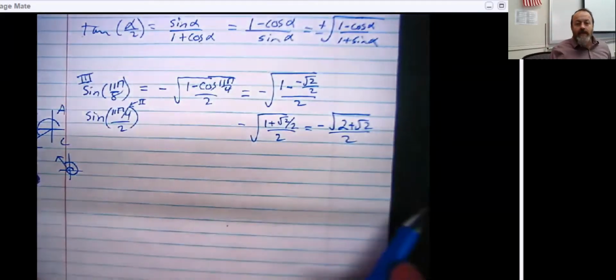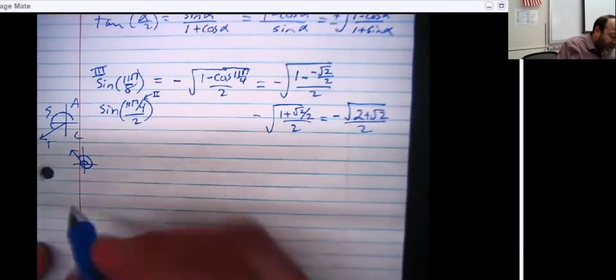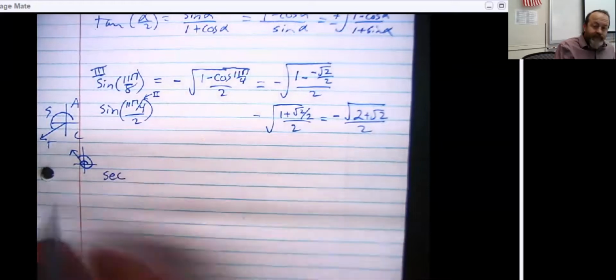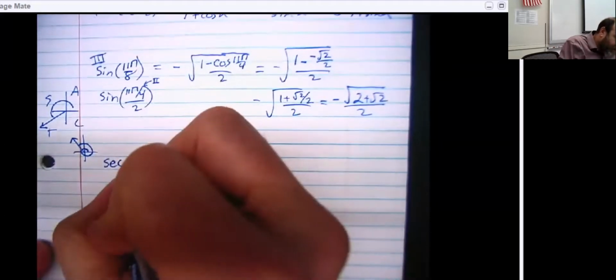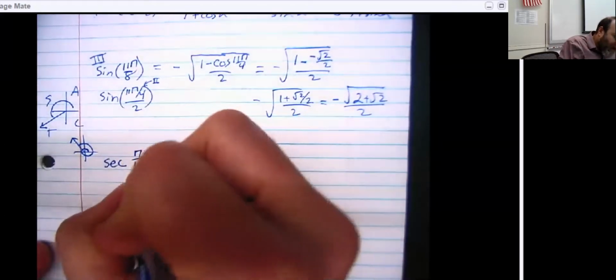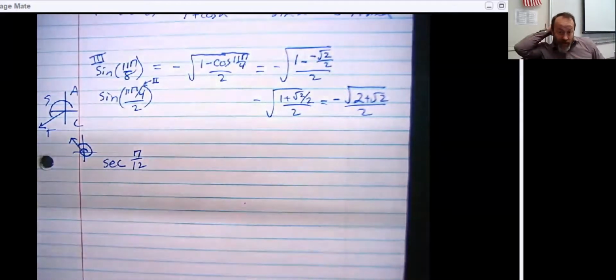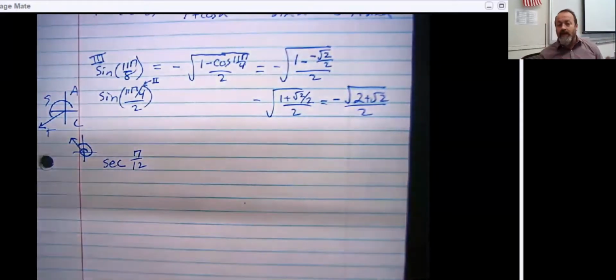Now, let's go ahead and go just a little bit further, and let's imagine that someone was asking me to take the secant of, let's say, pi over 12. Now, I did show you previously on how to find that using a sum and difference, but it's kind of cool that we can do it both ways.